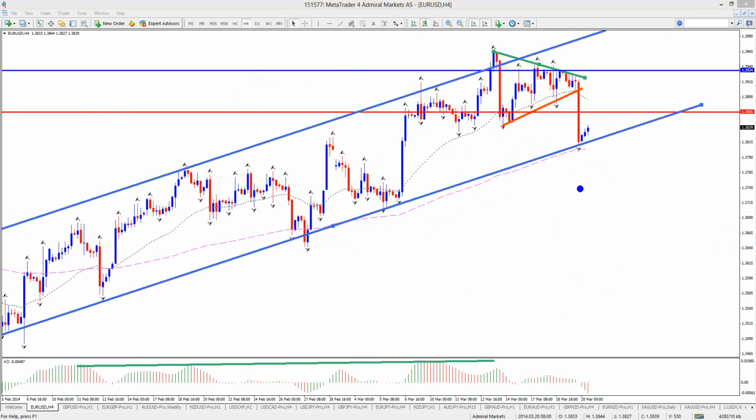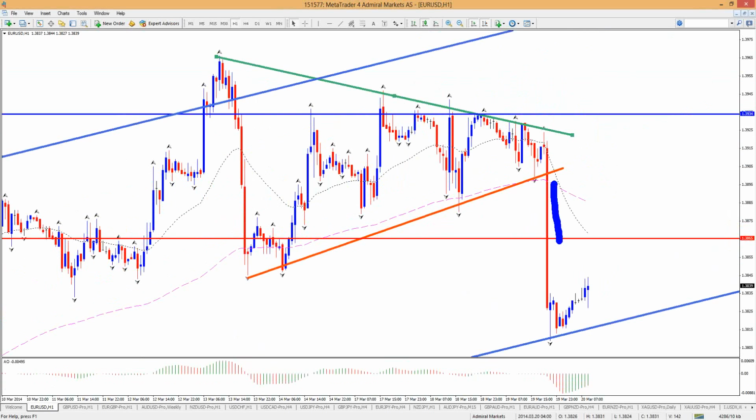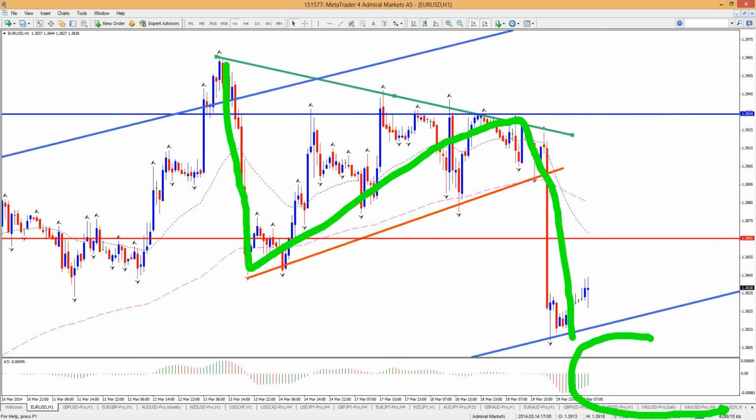Anyhow, this could be the end of the ABC correction. But looking at the strong impulse, I wouldn't be surprised to see follow through, personally. However, it is at a bounce spot. Looking at the impulse, this could be an ABC correction, and ABC corrections, don't get me wrong, sometimes have a very impulsive C. So it could end here.